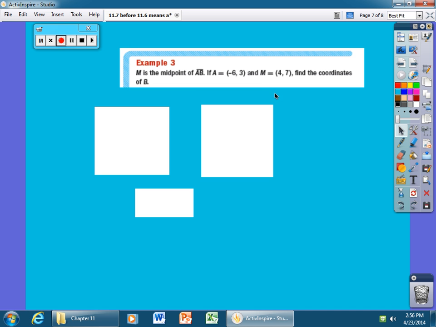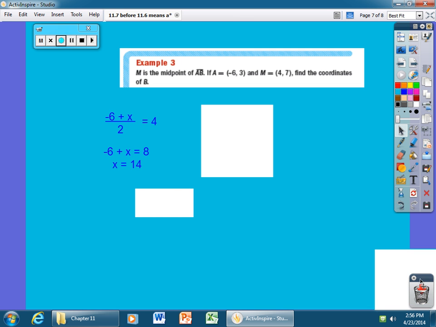This one is just a little bit different. They tell me that the midpoint of segment AB is given. They give me A, and they tell me what the midpoint is, but they don't tell me what B is. So I know to get B, I'm going to have an x-coordinate and a y-coordinate. So here's where I was calculating what my x-coordinate would be. A is negative 6, and I don't know what B is, but I know if I divide by 2, I'm going to get 4. So I would just go through the calculation, and that's going to tell me that my x-coordinate is 14.